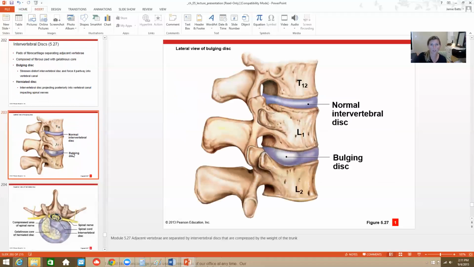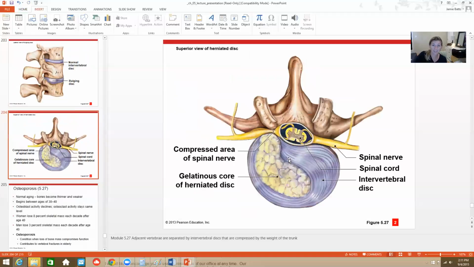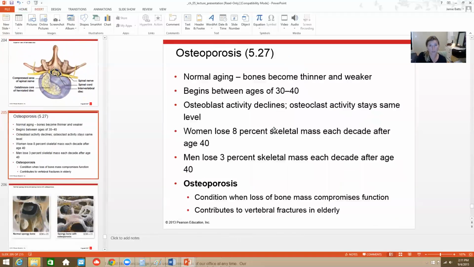So an example here, you have the bulging disc. It's just coming out laterally. It's painful, but not nearly as painful as this, where you have the herniation, which is basically a disc that's impinging upon a nerve that is sending or receiving information. So that could be very difficult to deal with.